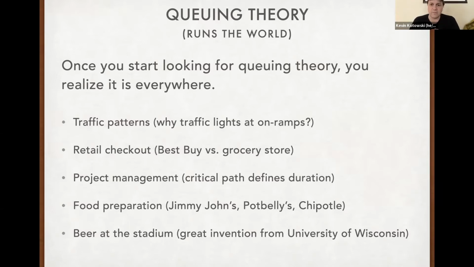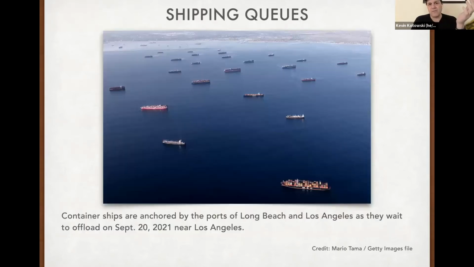This one is nice just because I'm a graduate of University of Wisconsin. Someone in the engineering school designed an attachment for beer pours at stadiums that was more efficient at eliminating the foam from the beer and could pour two or three times faster than you normally could. That would shrink all the lines down at the stadiums. So it's kind of everywhere.